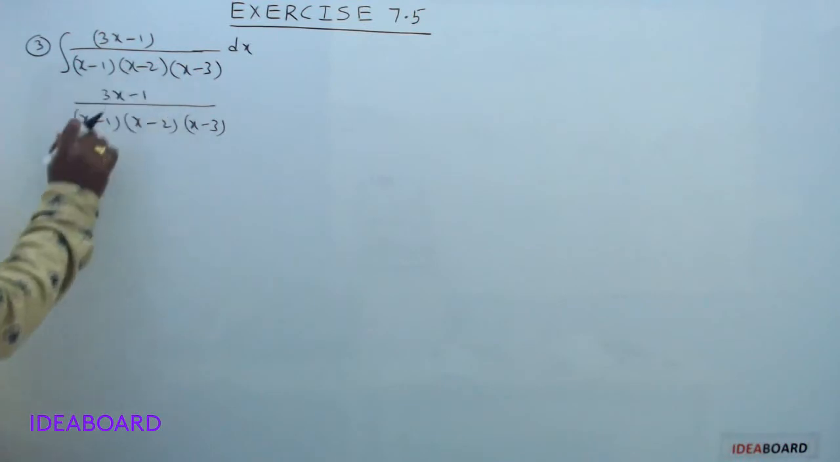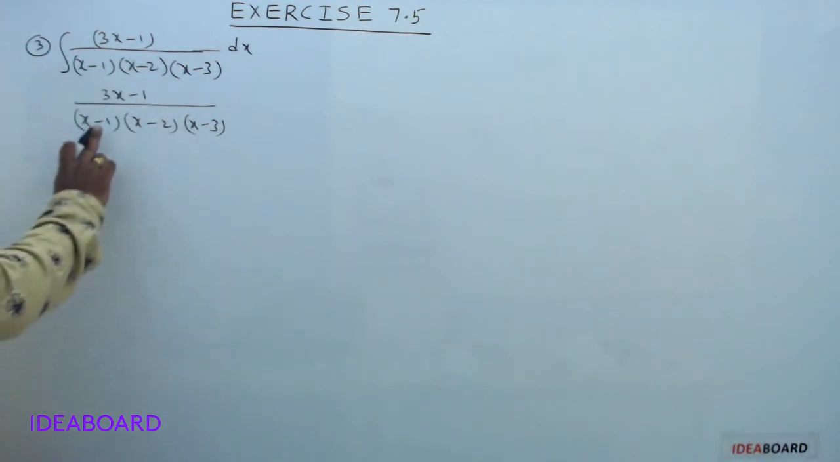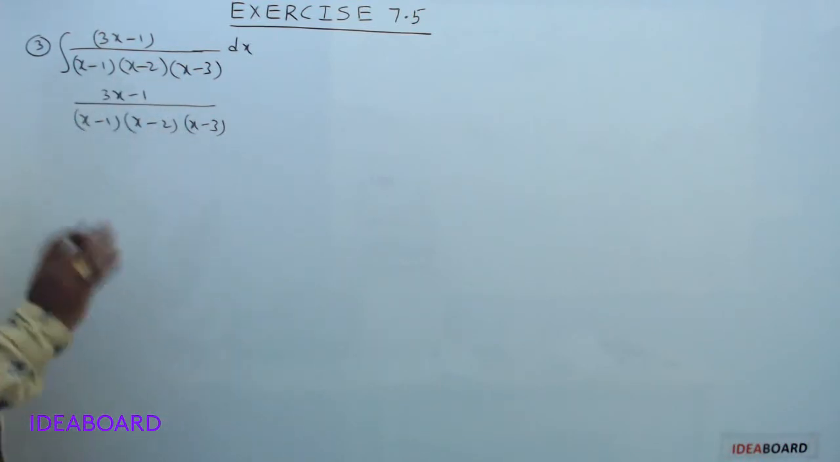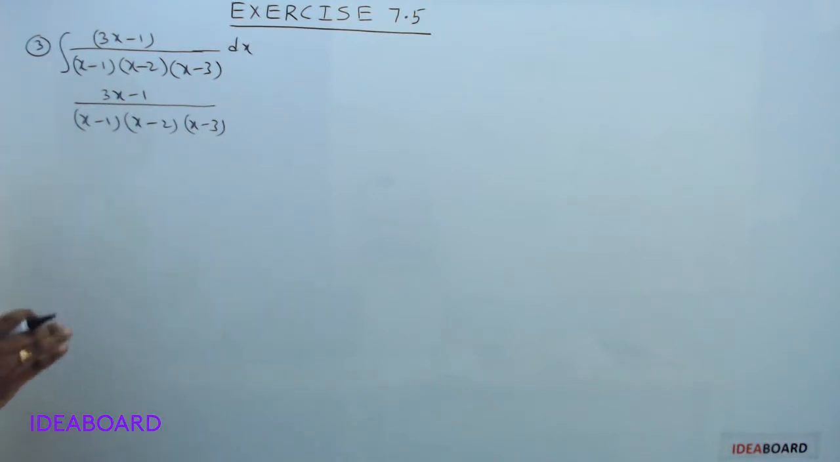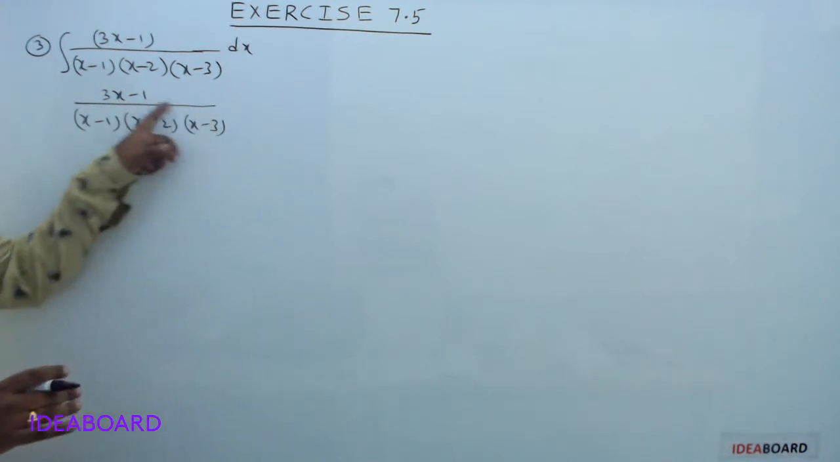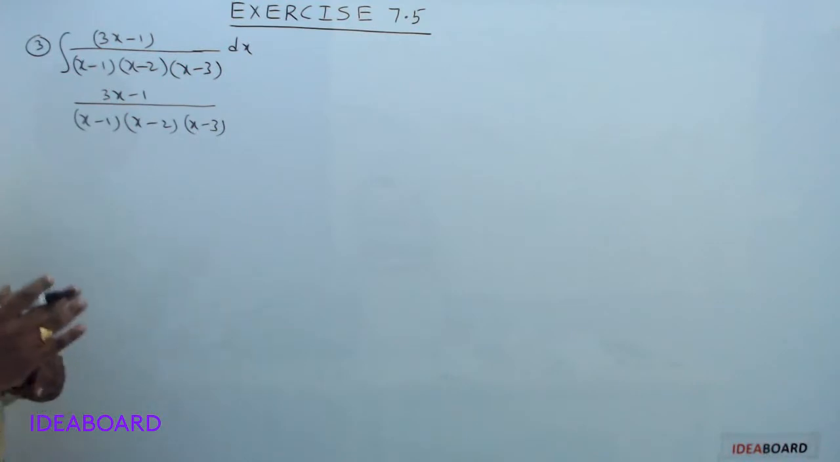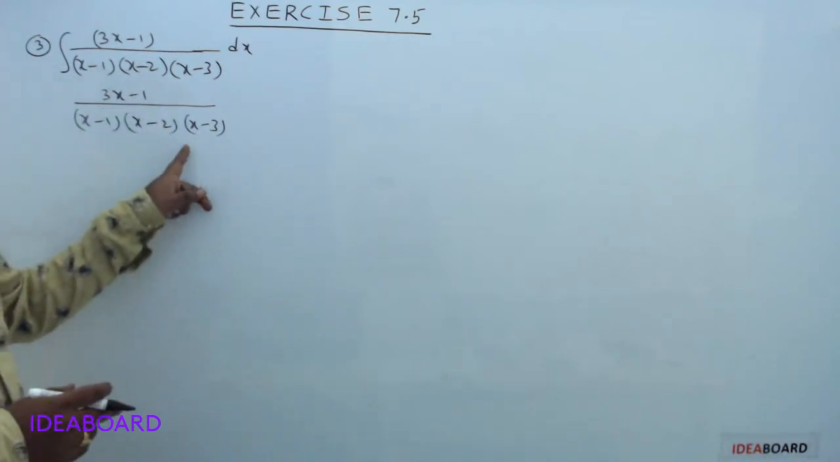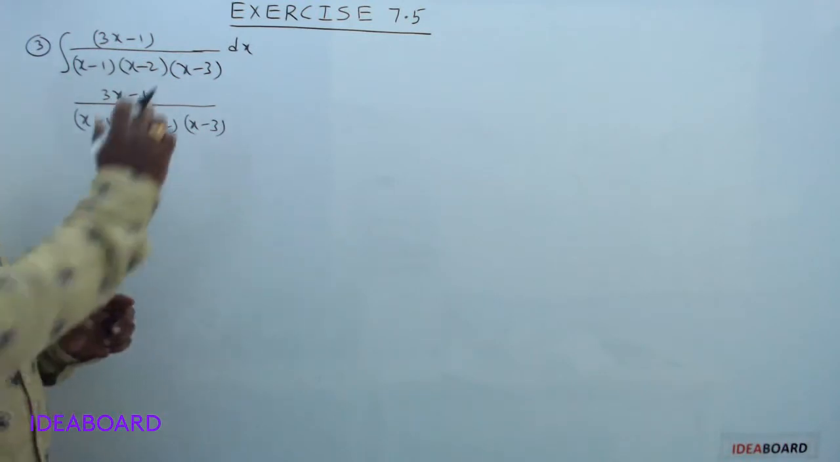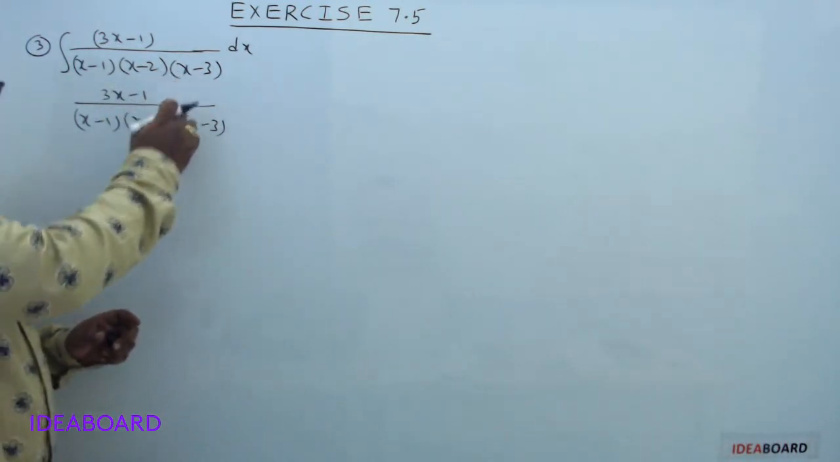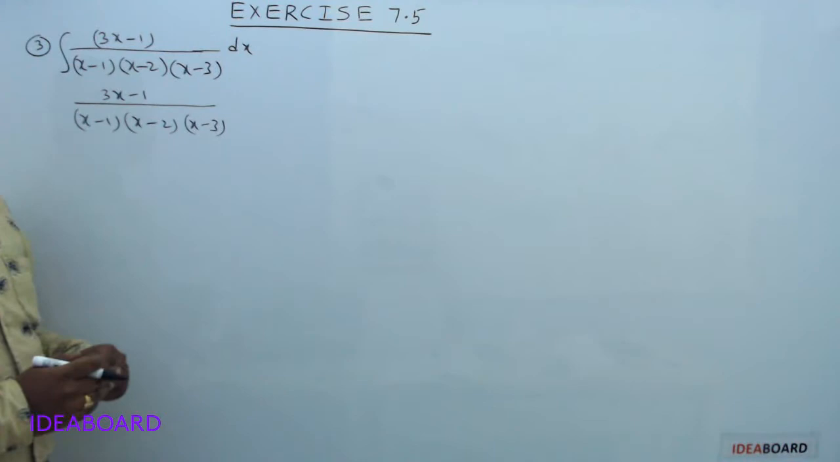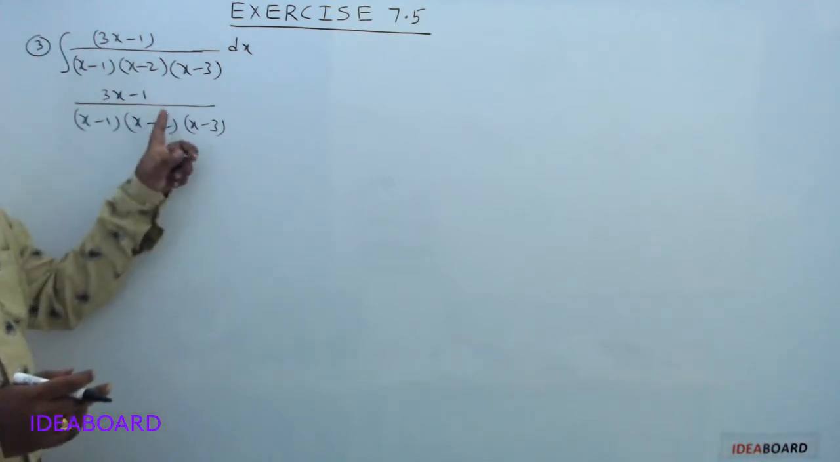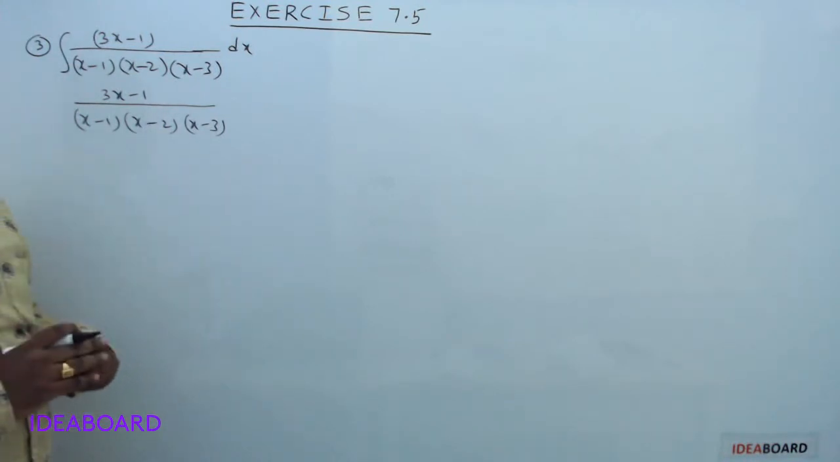Degree of numerator is 1. If you multiply these three factors, you get a cubic polynomial, so the degree of denominator will be 3. Degree of numerator 1, degree of denominator 3. Clearly, the degree of numerator is less than the degree of denominator. So, it is a proper fraction.